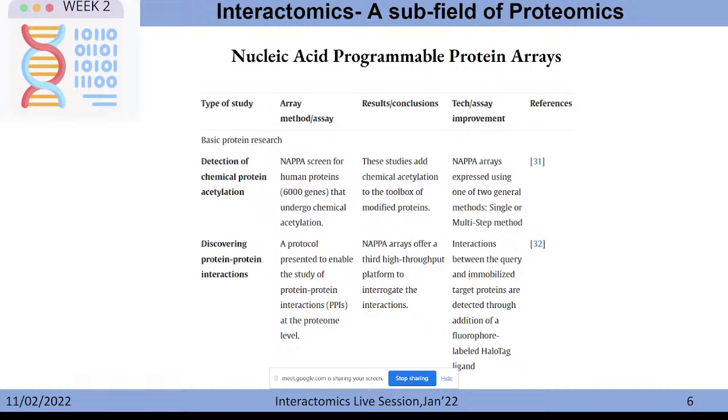Okay, so here what you can see is that the NAPRS can be expressed using one of the general methods, that is a single or multi-step method. We will discuss this in detail in the next slides.